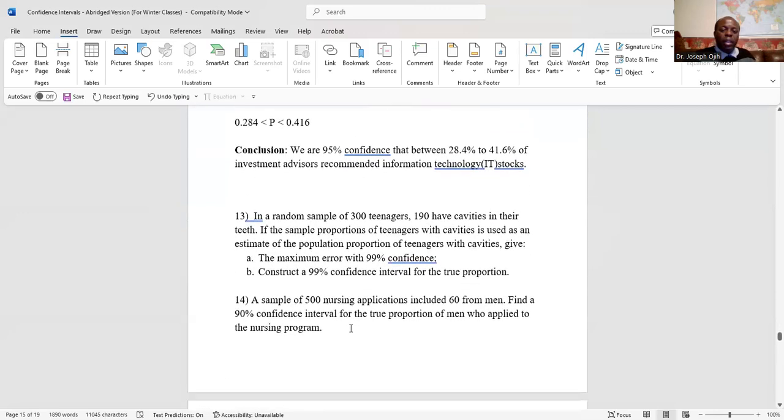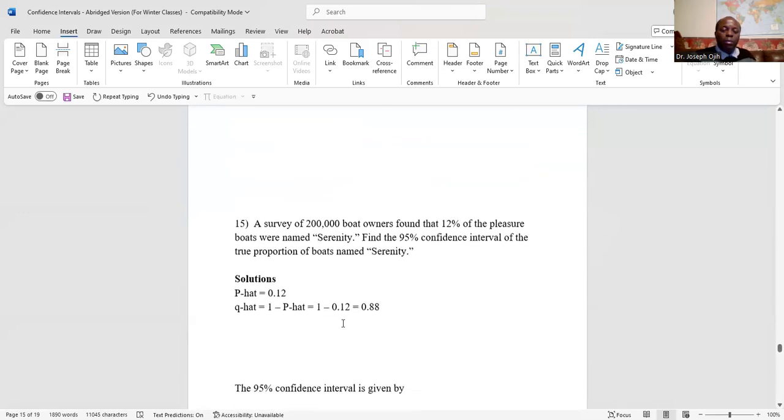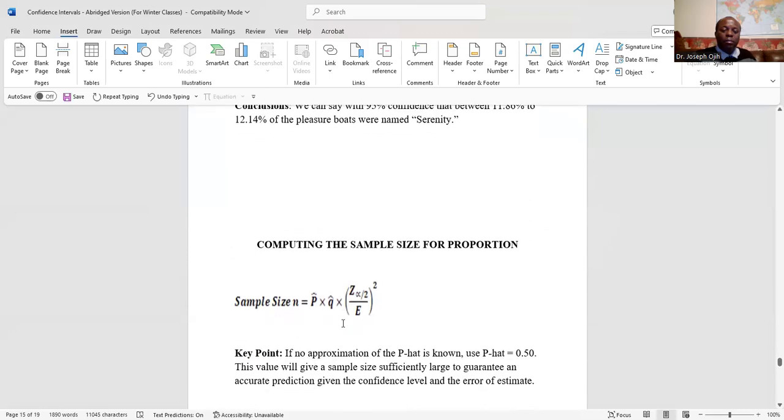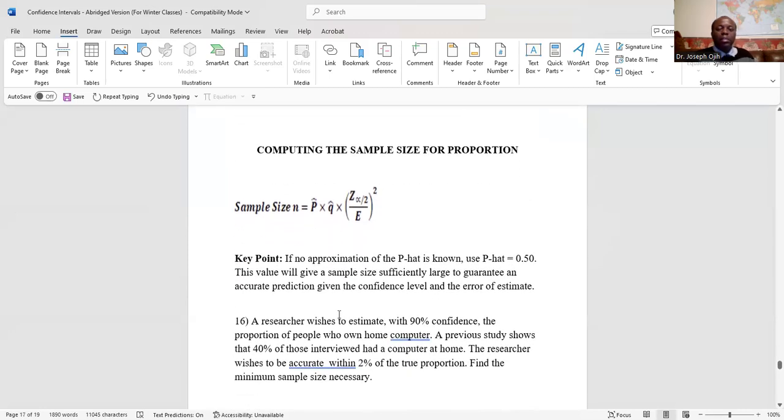Now we can round up with how to calculate the sample size, computing the minimum sample size. In this case, we use this formula here: p hat times q hat times z alpha over 2 over error.